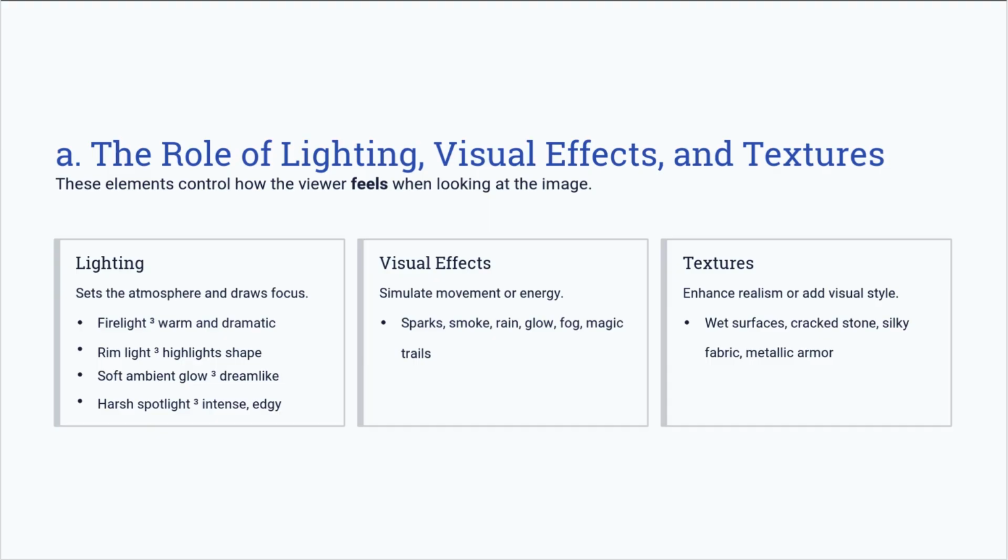Then you've got visual effects, stuff like sparks, smoke, fog, rain, or glowing energy trails. These don't just look cool, they add movement, magic, and life. And finally, textures. Want that armor to look heavy and metallic? Or that cloak to feel silky and light? Textures help sell that realism or stylize your scene. Wet surfaces, cracked stone, shimmering fabric, it's all about the details.